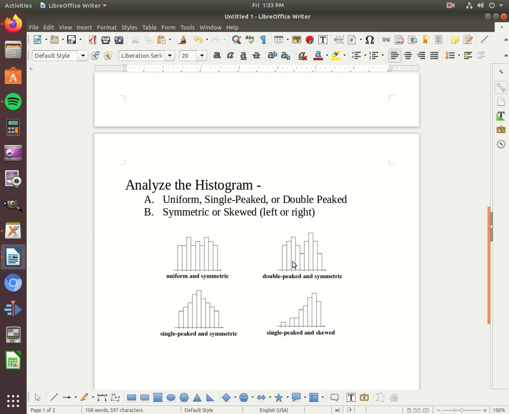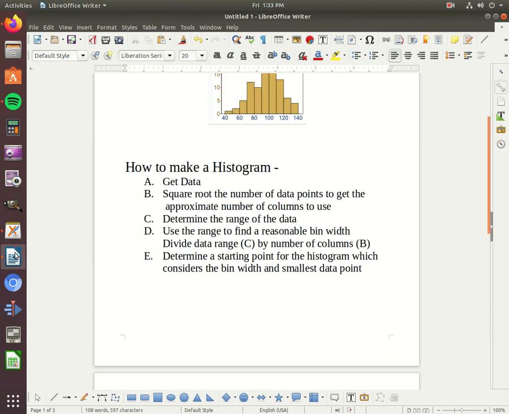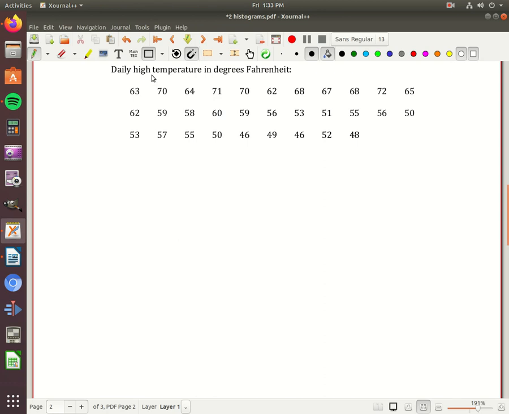So let's go ahead and make a histogram. The first thing it asks us to do is to get some data, and if we go over here, you can see we have some data.